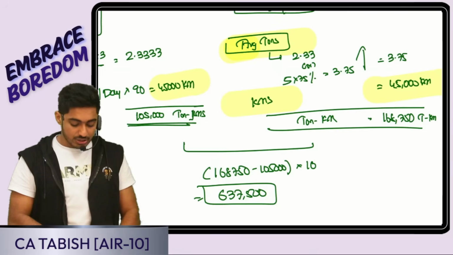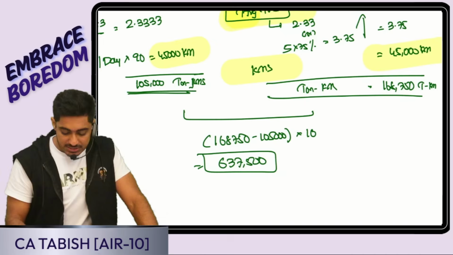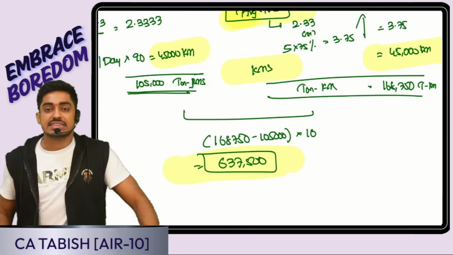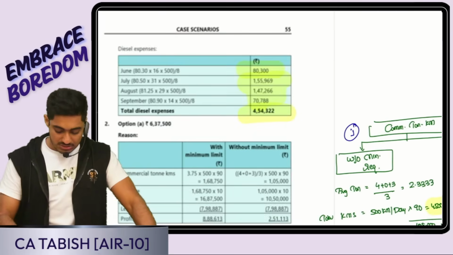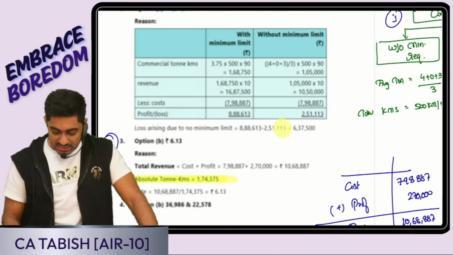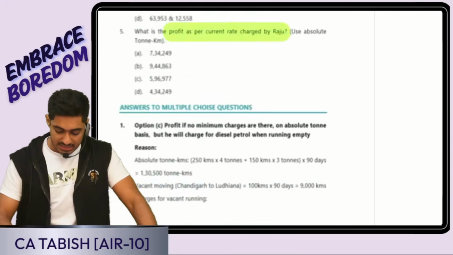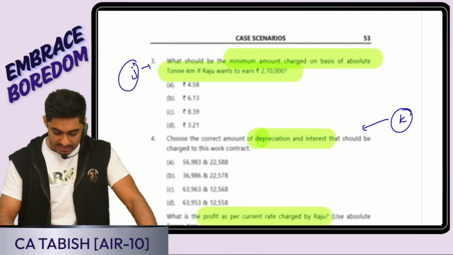For 1 ton kilometer, how much I am charging? 10 rupees. That means how much I will be losing? 6,37,500 I will be losing. Yes or no, everyone? That is what is given. 6,37,500 is going to be our answer. I hope this is clear, everyone.